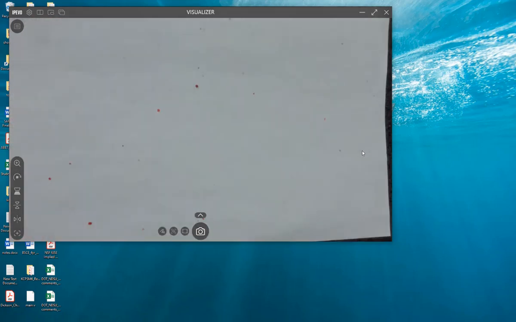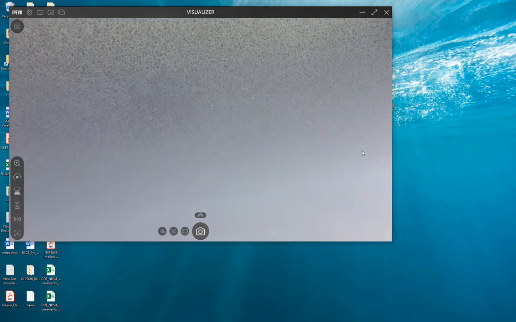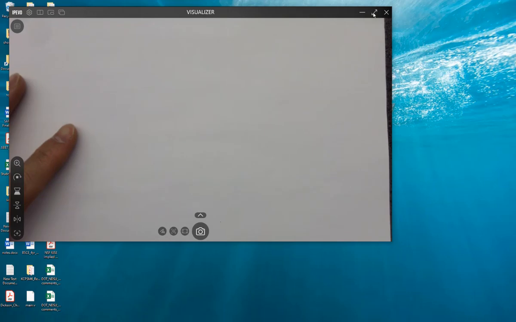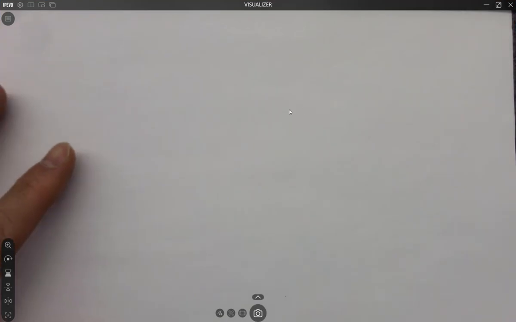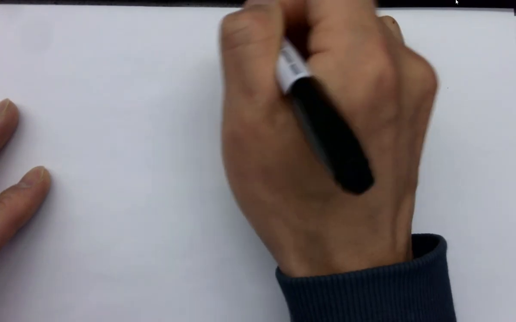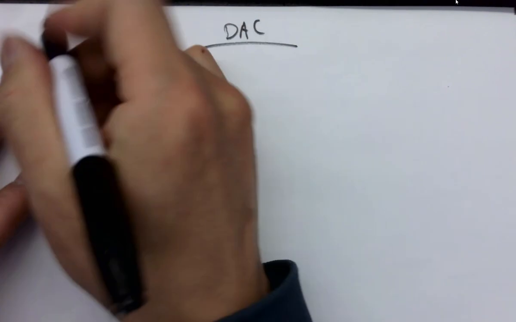Now let's see how we analyze all the DNL and INLs. Let's start with the DAC first. That's the example from the handout given to you. For example, there's a DAC. It's giving you these parameters.